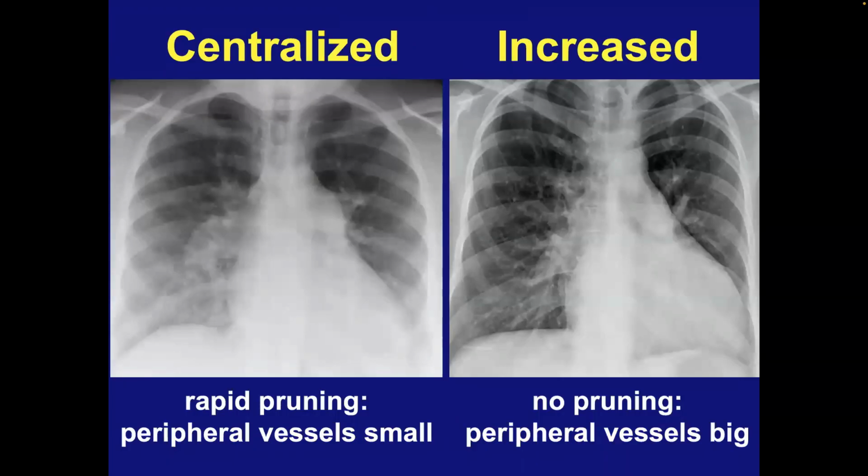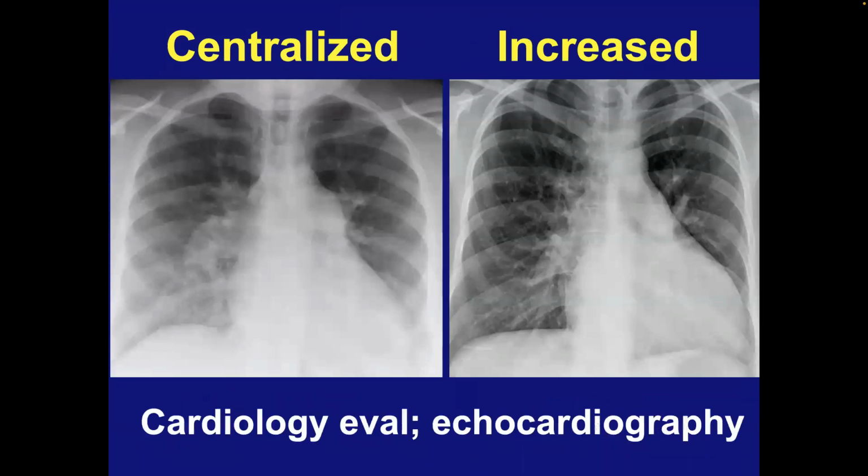I think it can be really hard to distinguish a centralized pulmonary blood flow pattern from increased pulmonary blood flow. Both of them have big main PA, both of them have big hila. The distinction is whether the peripheral vessels look small or look big. Realistically, I don't worry about making this distinction. I don't think it's my job as a radiologist going through a stack of films to make that specific diagnosis. But I do think that it's my job to recognize that the central vessels are big and that further investigation with an echo or cardiology consult is warranted.